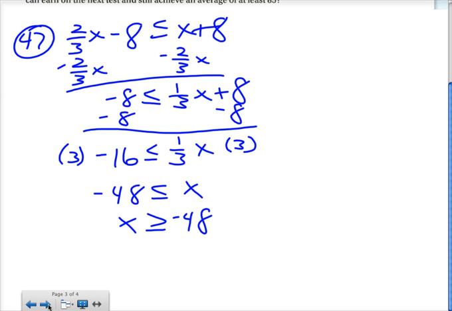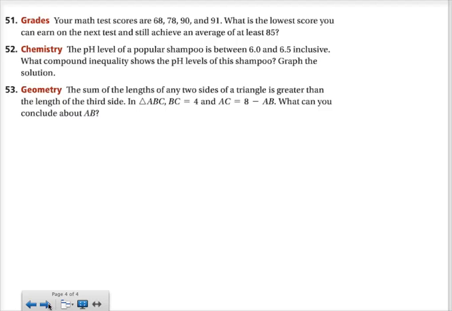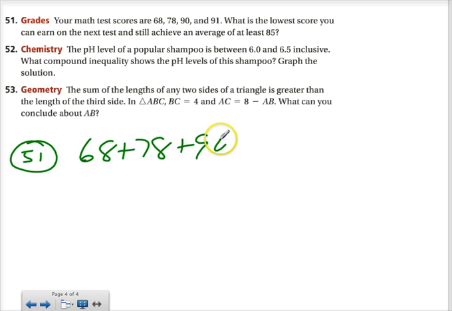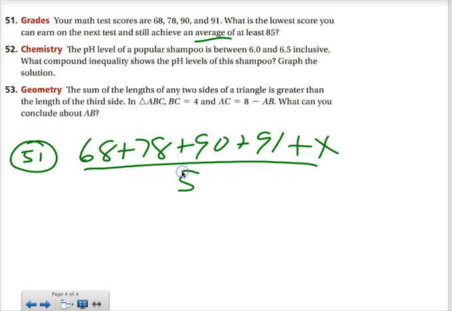Then the next one is problem number 51. These word problems generally give people some trouble. So 51 you probably could do now that I've done the speed skater one, but if you want to double check, you've got a 68, a 78, a 90, and a 91, and you want to know what's the lowest score you can earn on the next test to achieve an average. So there we go again. This time we'd have to divide by 5 of at least 85, so greater than or equal to 85.